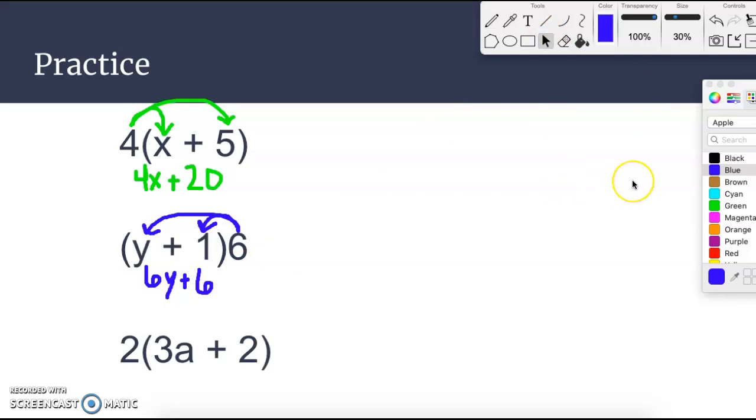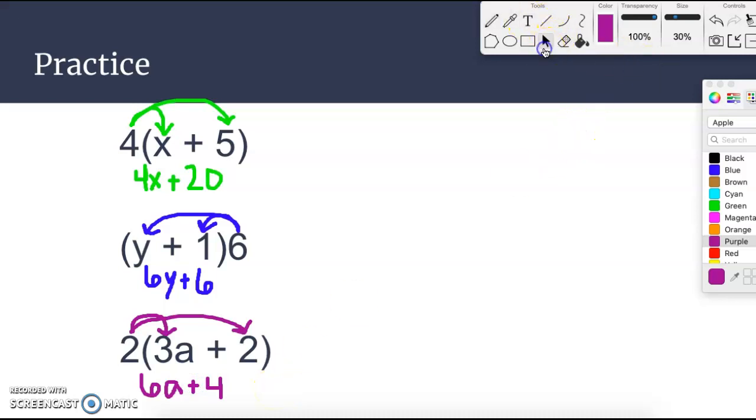Okay. This next one looks just a tiny bit different. There's one more number than we've seen before because the a has a coefficient of 3. So this is 2 times the quantity 3a plus 2. So on this one, we still just take the number on the outside, the 2, and multiply it by the first term. This time we do 2 times 3a, so 2 times 3 is 6, with the a, 6a. Number on the outside times the second term, 2 times 2 is 4. We're adding, so this is going to be 6a plus 4.